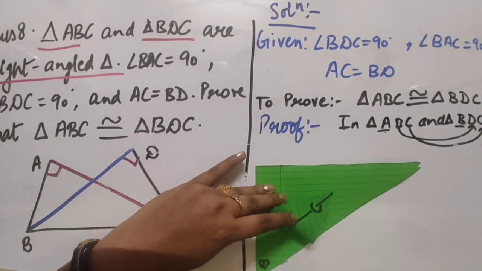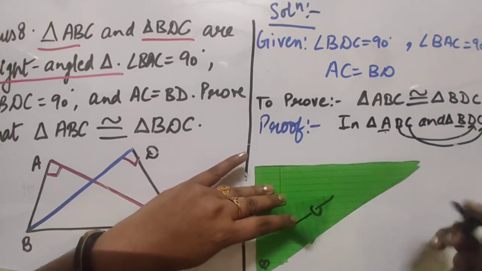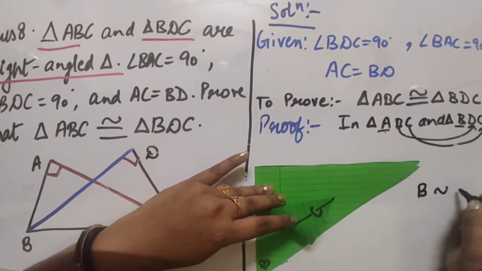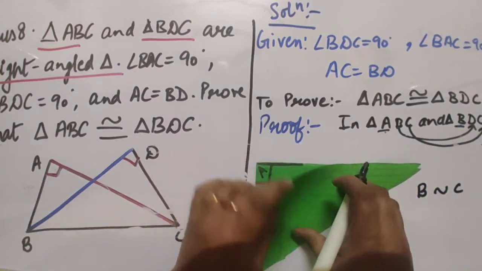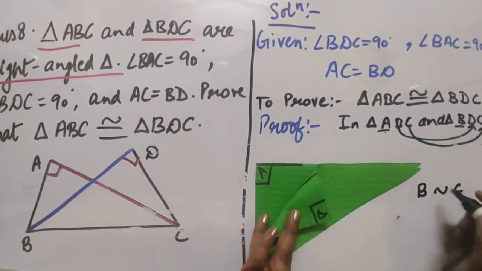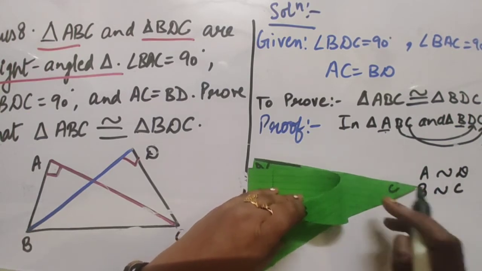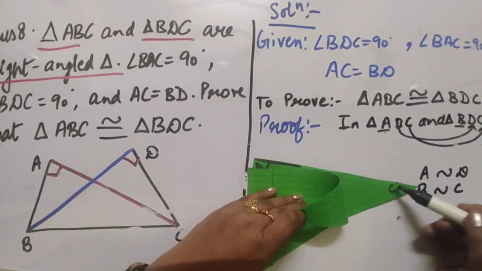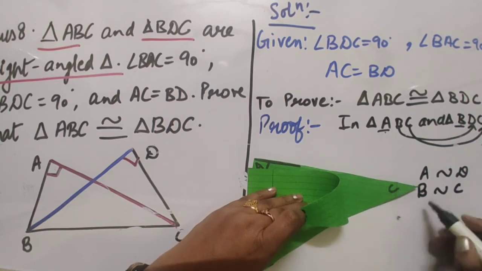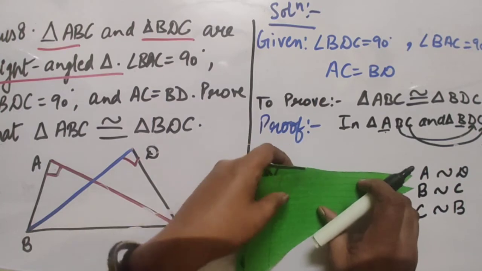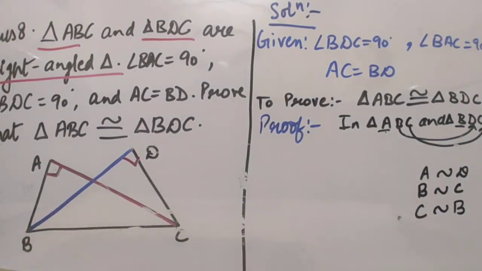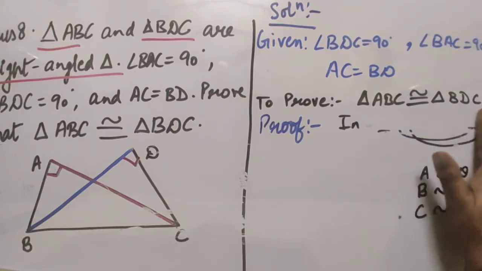Now I have to see which part is corresponding to which one. BC, right? That is B has to correspond to C. Here AD. So A has to correspond to D. And here BC. Sorry, we are writing A, the lower portion this side and the upper portion this side. So C corresponds to B. Right? So it means the triangle name has to be written here.